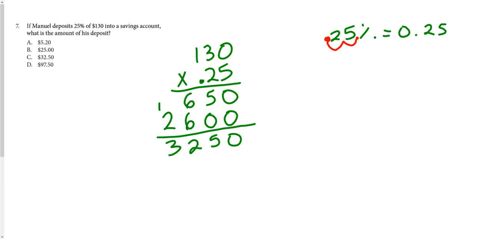Now we've got to backtrack a little bit and count up all the numbers we have behind a decimal. Here we have 2 numbers behind the decimal, so we have to do the same thing over there. We make 2 numbers behind the decimal, 1, 2, and we get 32.5, which was answer choice C.